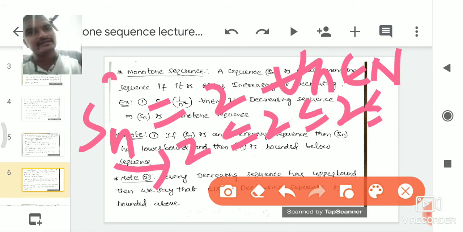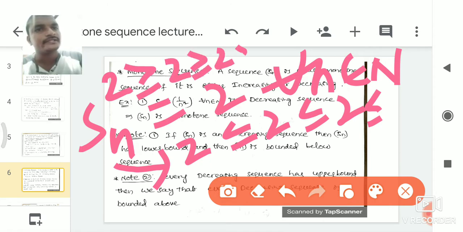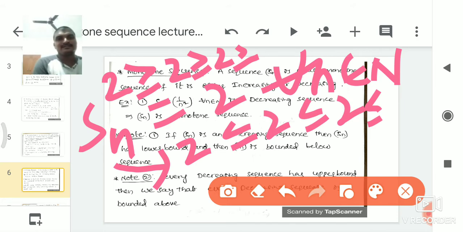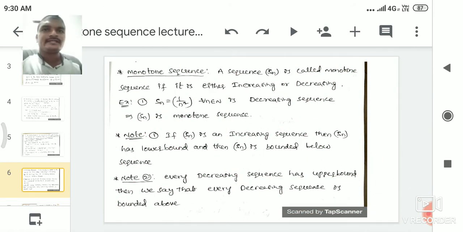So here we can also write it as 2 is greater than or equal to 2 is greater than or equal to 2 is greater than or equal to and so on. So from this condition we say that this sequence is decreasing. So with this condition it is increasing, and with this condition it is decreasing. That means the constant sequence is both increasing and decreasing. Okay. So every constant sequence is both increasing and decreasing sequence.